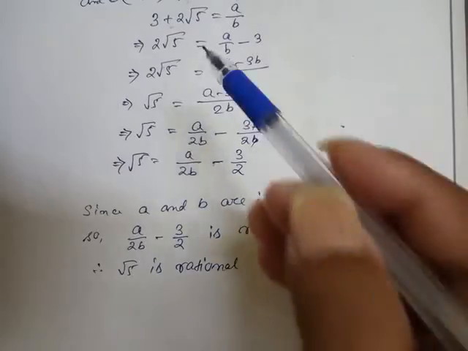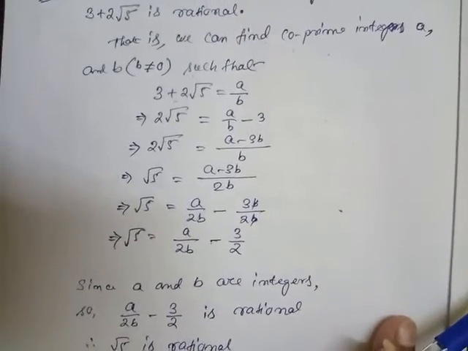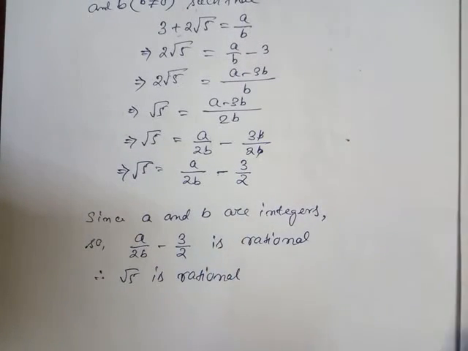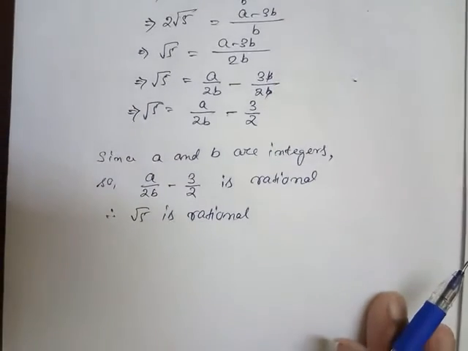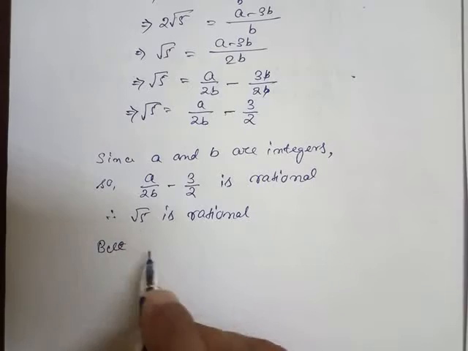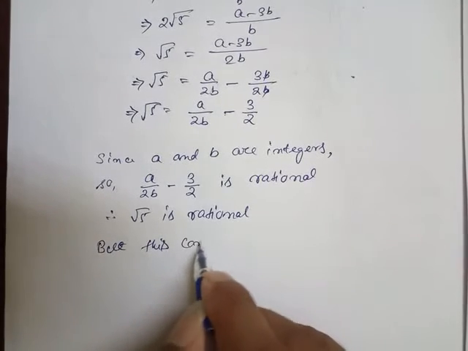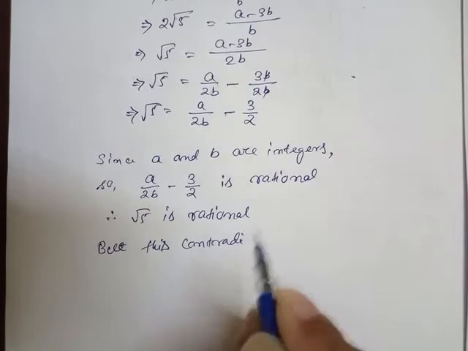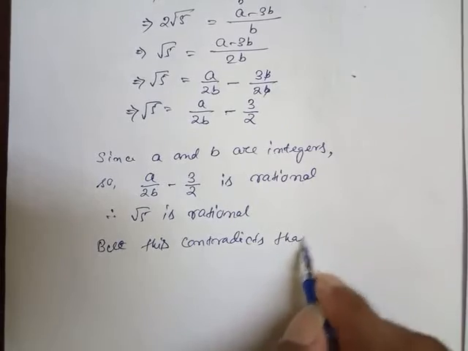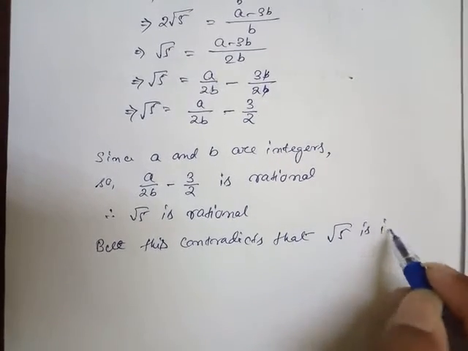So if root 5 is rational according to our assumption, which means A by 2B minus 3 by 2 is also rational. And we'll write here now that this contradicts that root 5 is irrational.